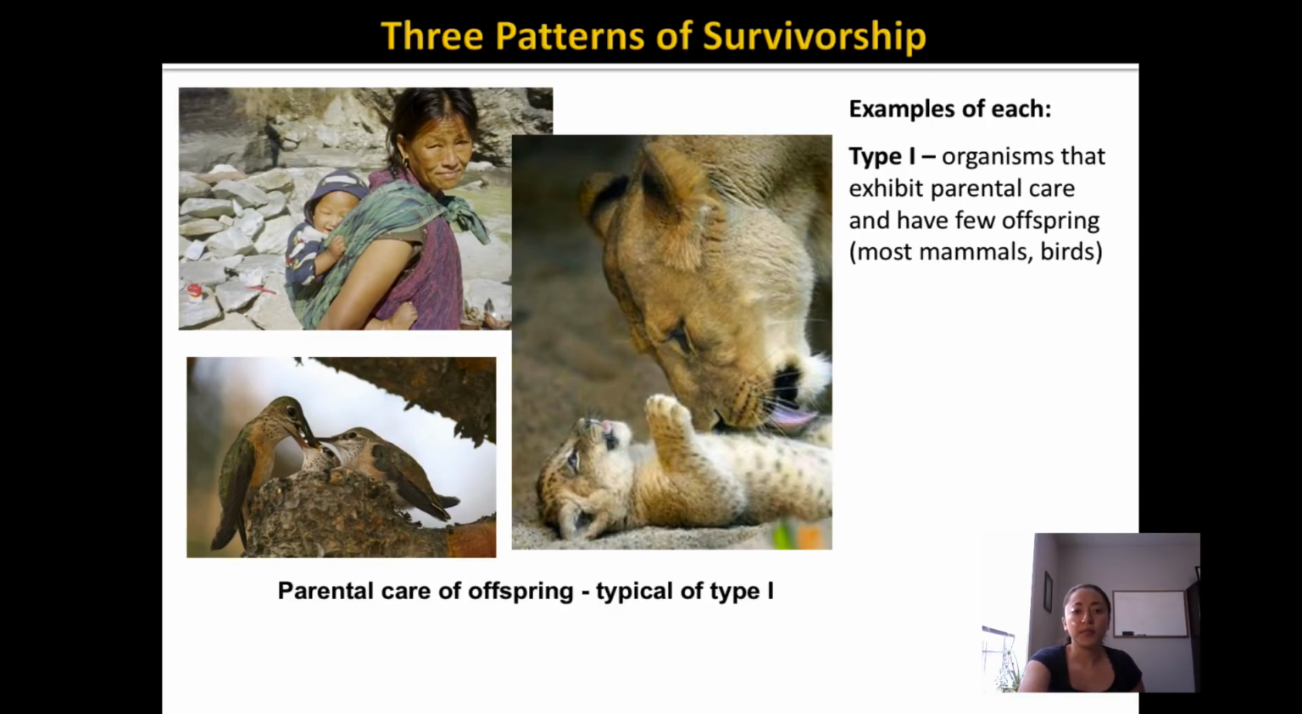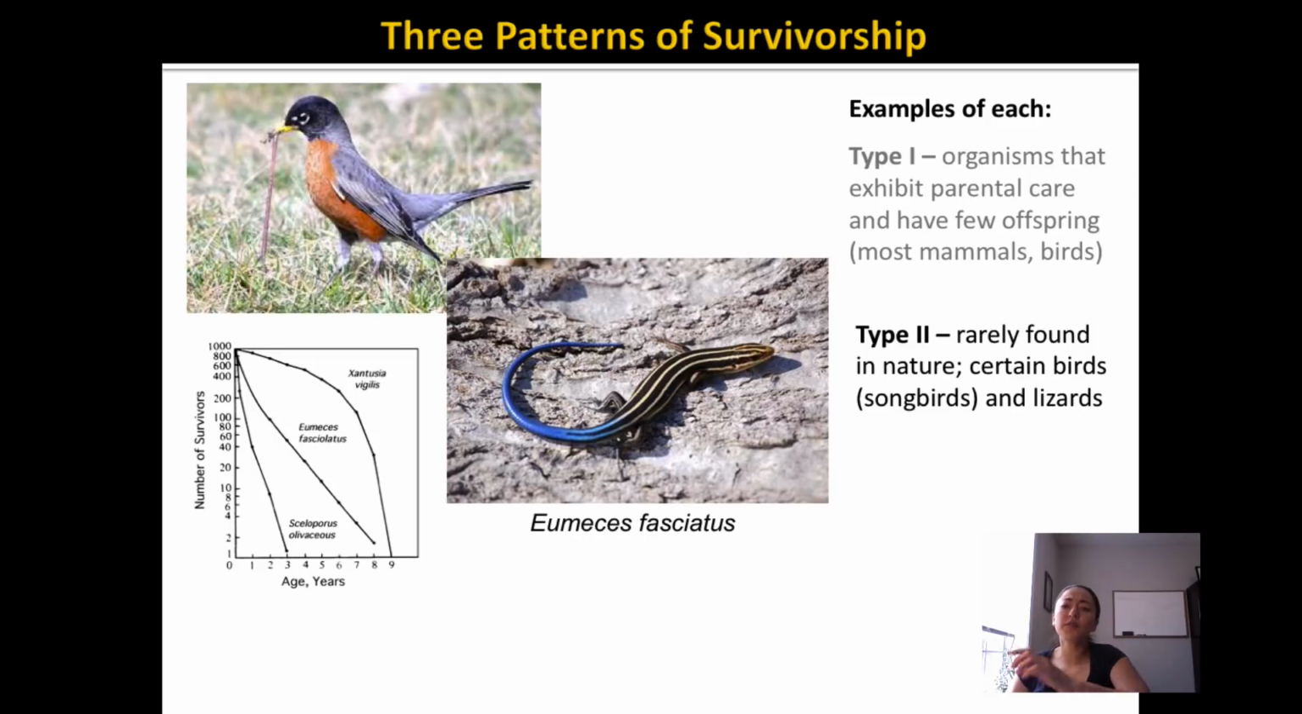This is typical of humans. So humans would show a type 1 survivorship curve. We typically have very few offspring, and we devote a lot of energy to those offspring. You see this also in other mammals, as well as some birds, which display a lot of parental care and have few offspring. A type 2 survivorship curve, this is when there's no relationship between age and survivorship.